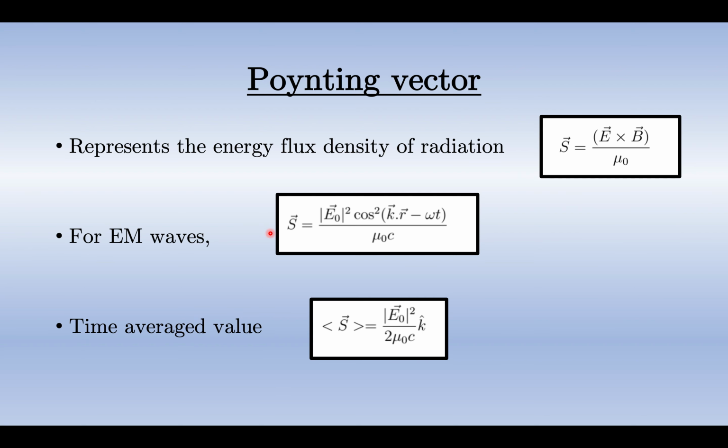For EM waves, we can substitute the E vector as E naught cos of k dot r minus omega t, and the B vector we know is k cap cross E naught divided by c. Since we know these relations, we can get the S vector in terms of E naught vector, mu naught, c, and these other things which we know. We can also find a time averaged version of this: the average value of the Poynting vector will be mod of E naught squared divided by 2 mu naught c times the k vector.